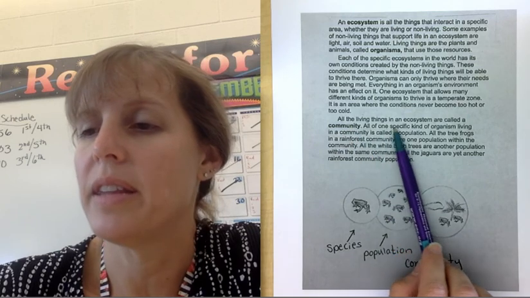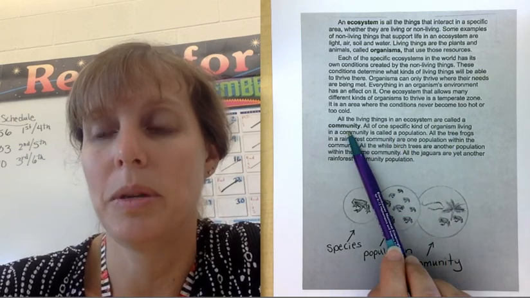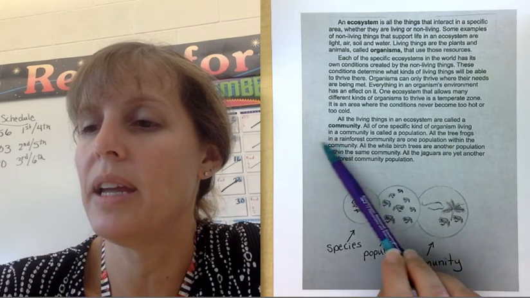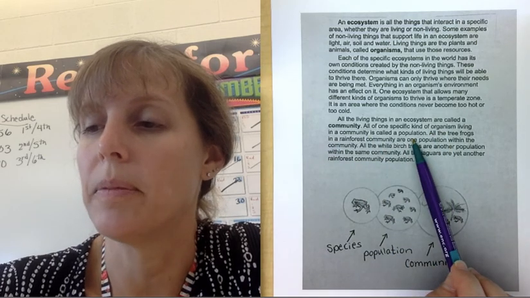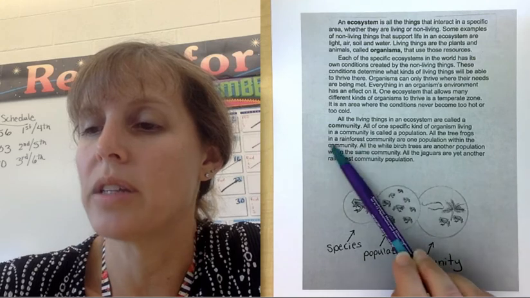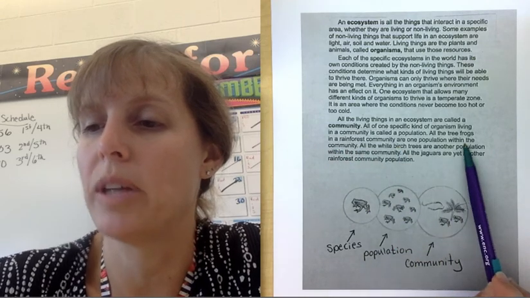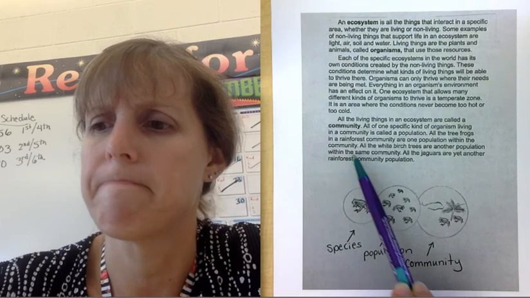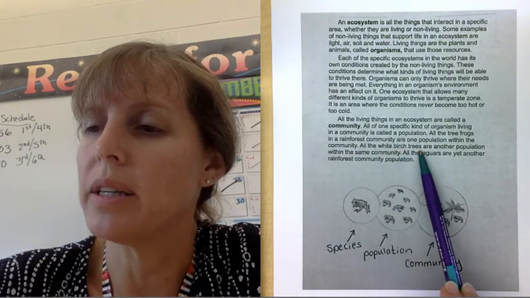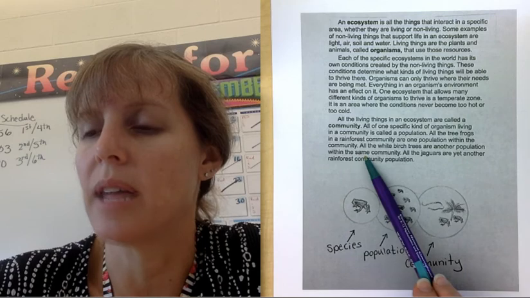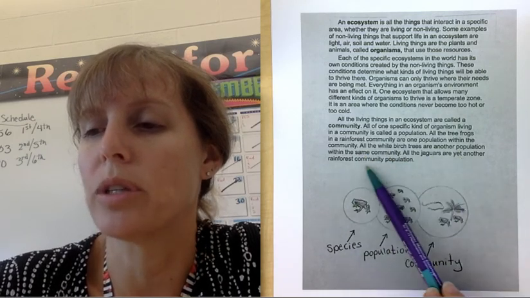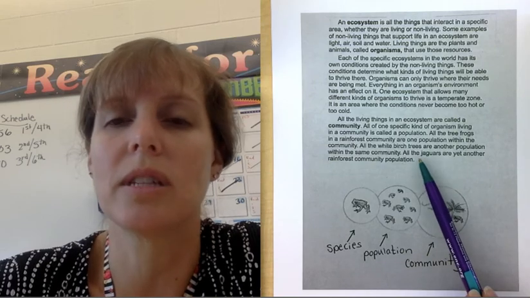All the living things in an ecosystem are called a community. All of one specific kind of organism living in a community is called a population. All the tree frogs in a rainforest community are one population within the community. That sounds confusing. I'll simplify in a sec. All the white birch trees are another population within the same community. All the jaguars are yet another rainforest community population. So these are just examples.